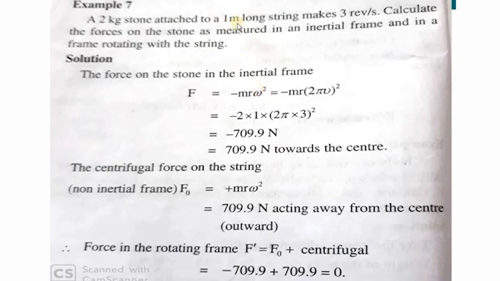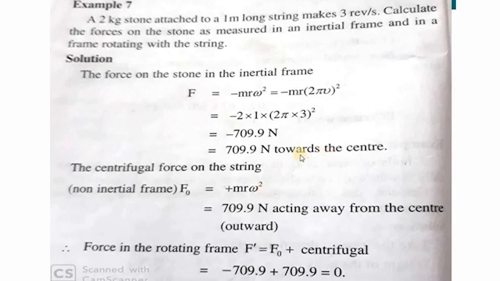Since it is having a circular motion, radius 1 meter and 2 pi nu, 2 pi into 3 whole square, that is minus 709.9 Newton. 709.9 Newton is directed towards the center. The centrifugal force on the string in a non-inertial frame is plus mr omega square. It is directed away from the center.